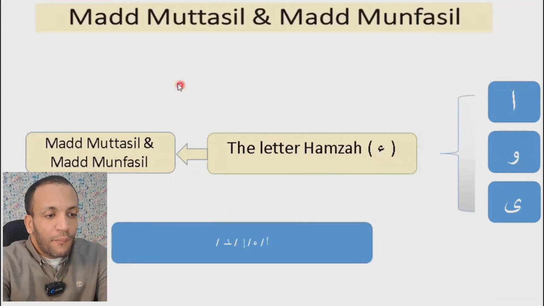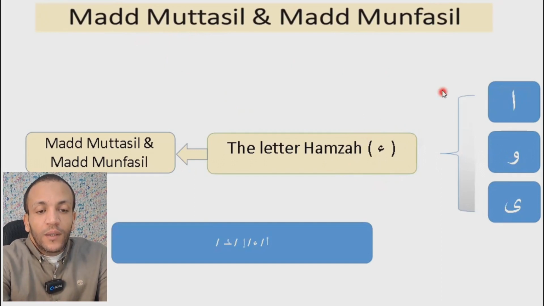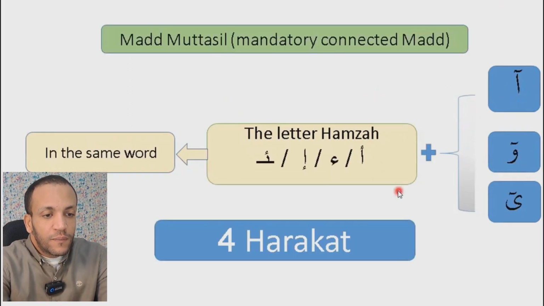This is our topic today, Madd Muttasil, Madd Munfasil. These two sections happen when the letter of Madd is followed with the letter Hamza. And this can happen in one word. So you can find the letter of Madd followed with the letter Hamza in one word, and in this case it is called Madd Muttasil, and it can also happen in two words, and in this case it is called Madd Munfasil. Let's go to some details.